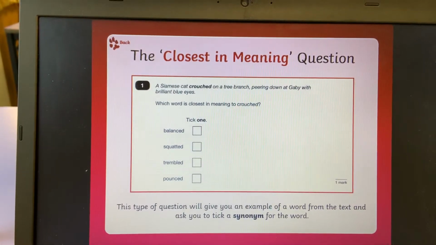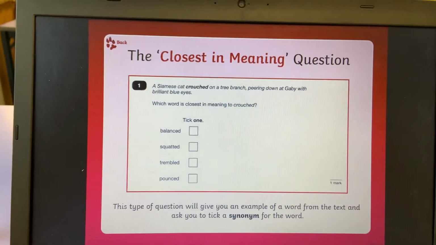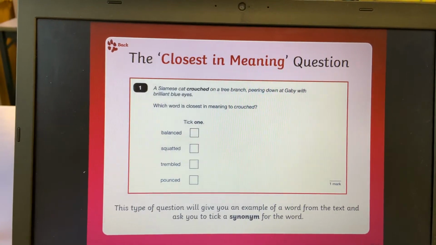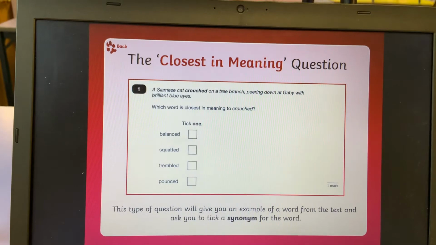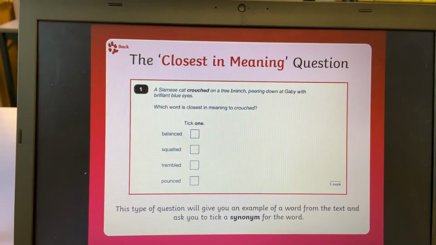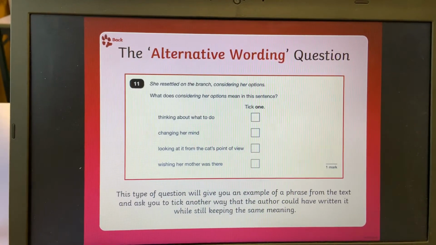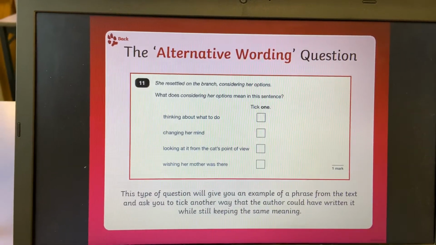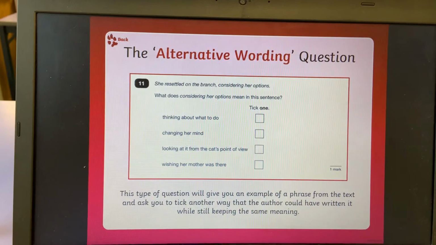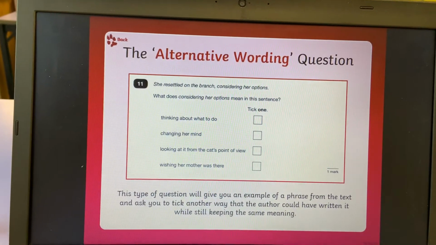It's a good way of thinking that they are synonyms of one another, but the context is also important, because sometimes there may be a synonym of another word, which a synonym is obviously a word that has a similar meaning, but actually, because of the context, the synonym doesn't fit. You've got the alternative wording question, where it might ask you to give an example of a phrase in the text, or give you an example of the phrase in the text and ask you to tick another way that they could have written it.